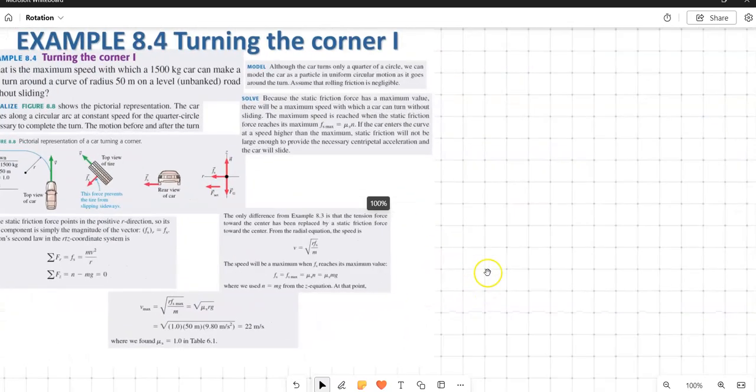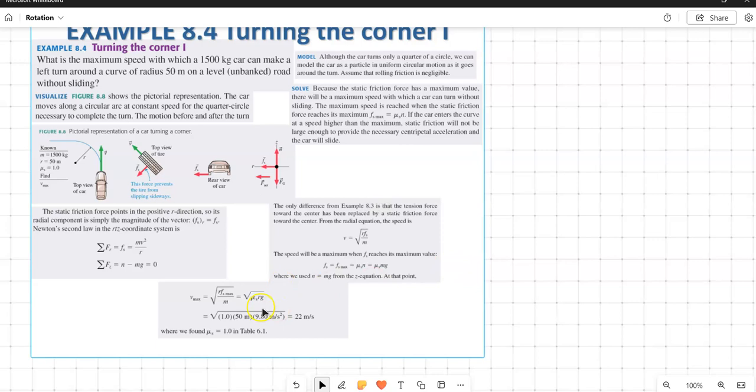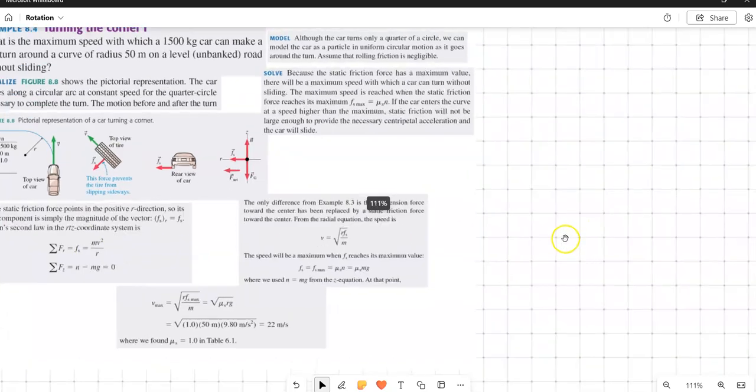Which is essentially what they found in their problem. So this is how they did it, which is very similar to how I did it. Okay?